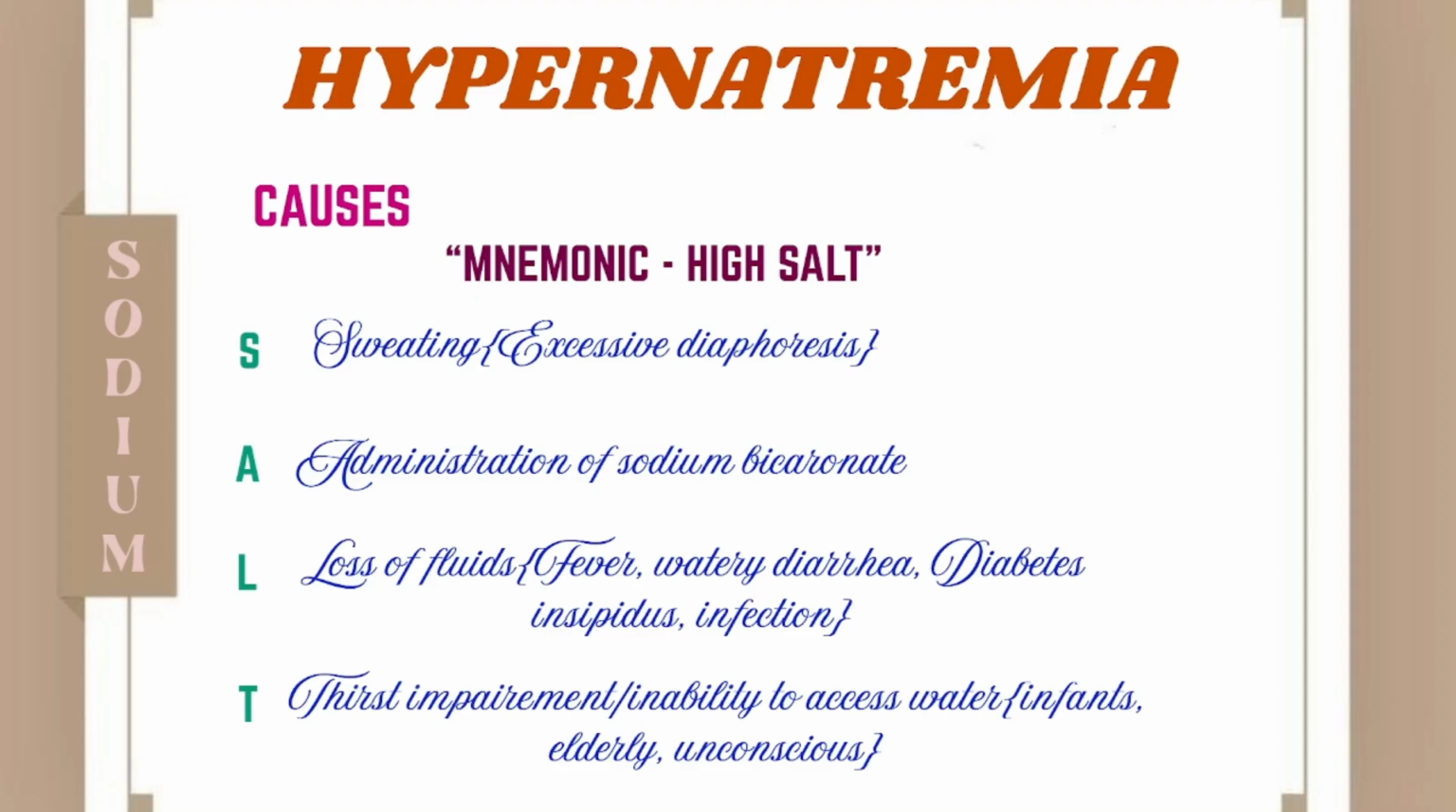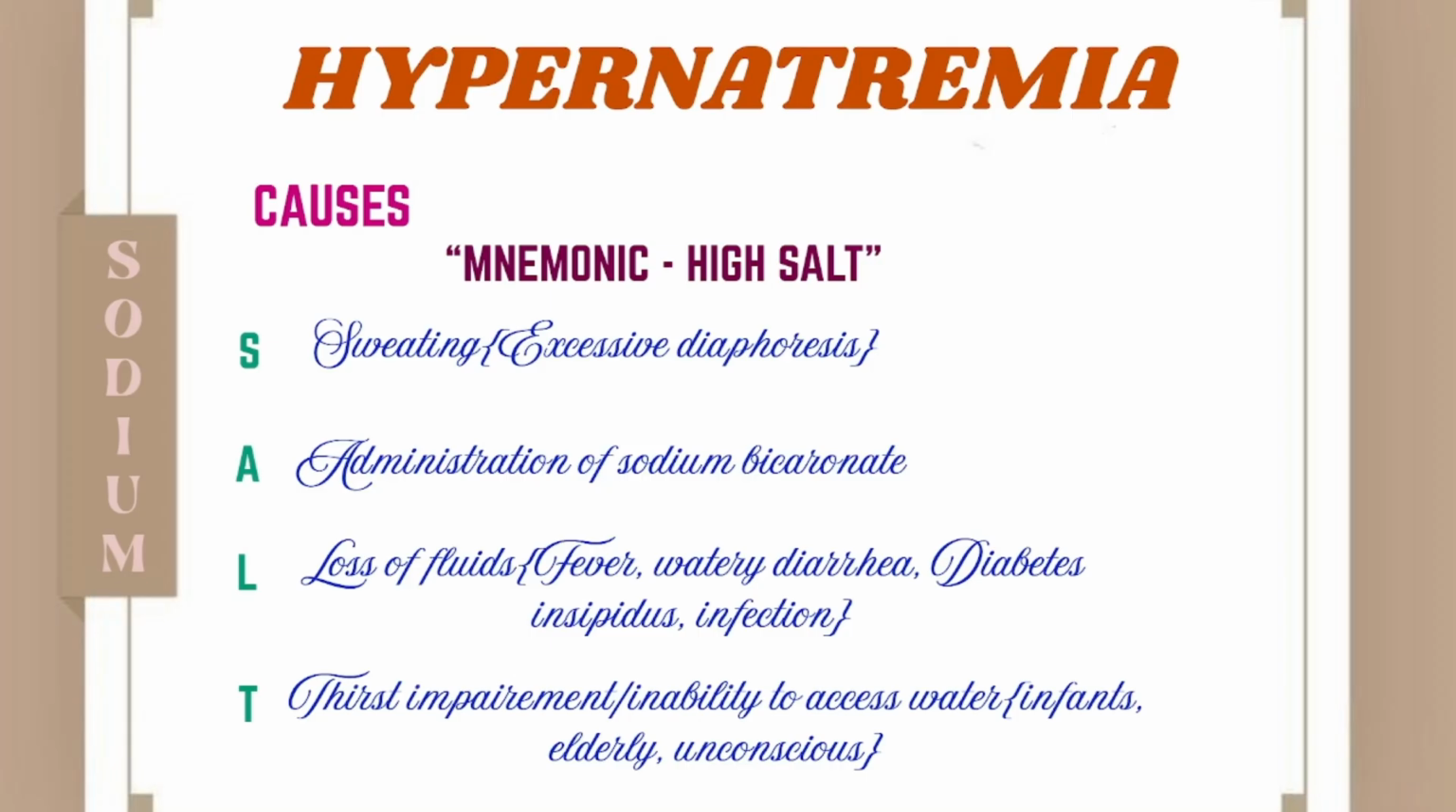So because of thirst impairment or the inability to access water, the sodium concentration is more as compared to fluids in the body. That is why hypernatremia can occur. So this can be a cause for hypernatremia. These were the causes of hypernatremia, and the mnemonic for this was HIGH SALT.